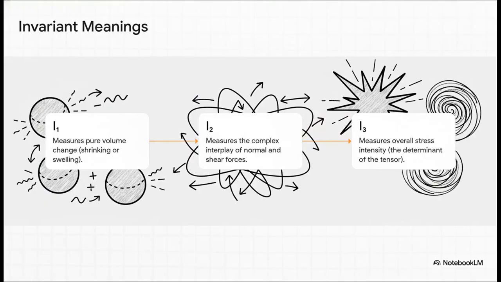So what do they actually mean? Well, the first invariant, I1, that one's the most straightforward. It basically tells us if the material is expanding or contracting overall, like it's being squeezed by water pressure. I2 and I3 are a bit more complex. They capture the intricate dance between all the forces and measure the total intensity of the stress. But together, they give us a complete picture that's totally independent of our viewing angle.